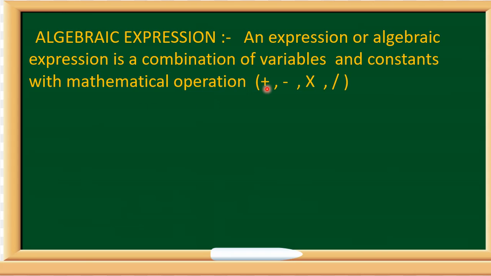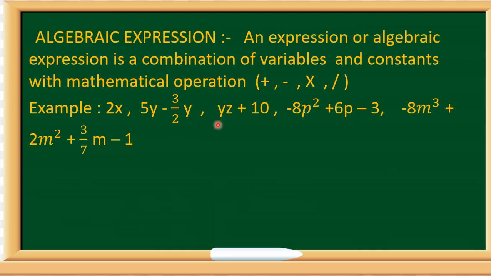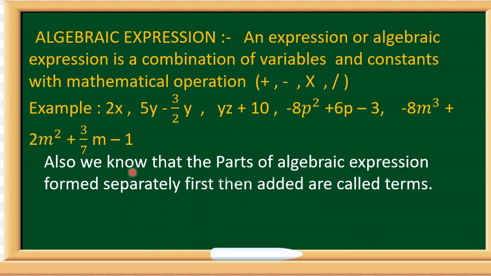and these operations are plus, minus, multiply or divide. Any one of them we can use to form an algebraic expression. So these are the examples of algebraic expressions. Now, as we know, the parts of an algebraic expression are formed separately first, then they add, and each separate part is known as a term.